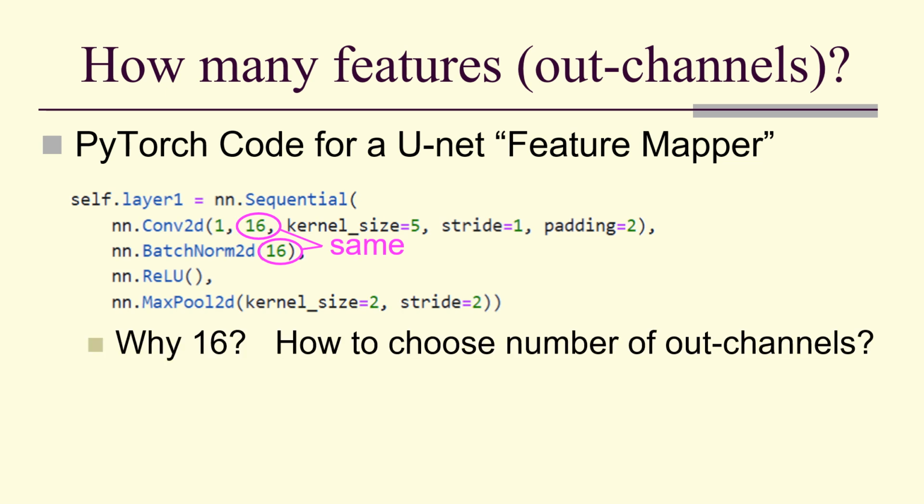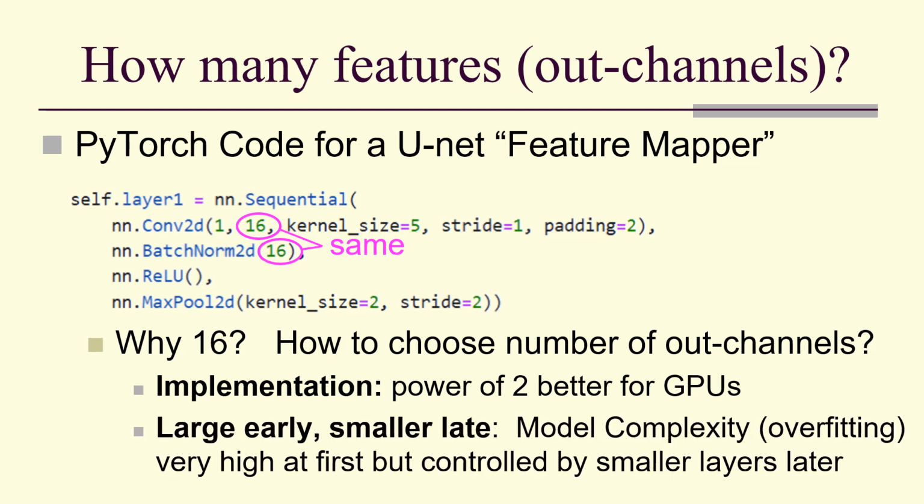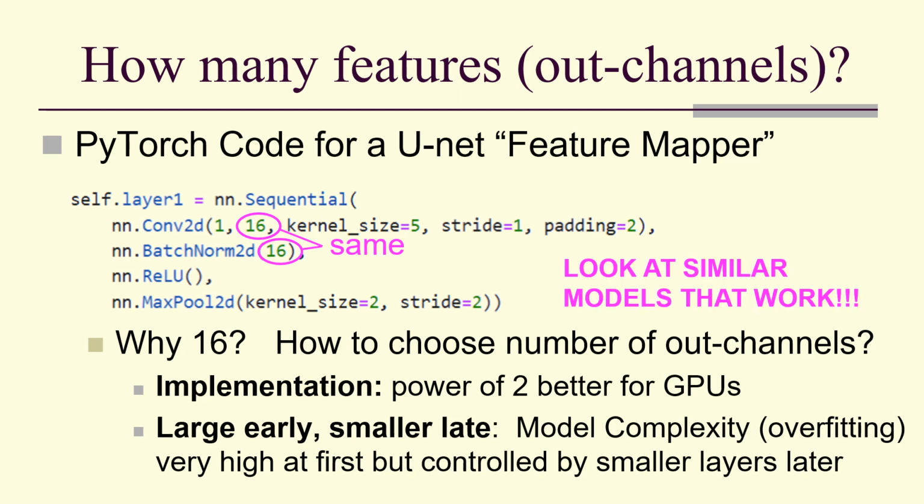But why 16? How do you choose the number of out channels? Well, for implementation, you probably should use a power of 2. It's a lot easier to implement if you're using GPUs. And you probably want to use large early and smaller late. So our goal here is highly complex models which may overfit, but then can be controlled by the smaller layers later. So let's also mention that you should look at similar models that work. People have done massive amounts of experimentation. Take advantage of their experimentation.